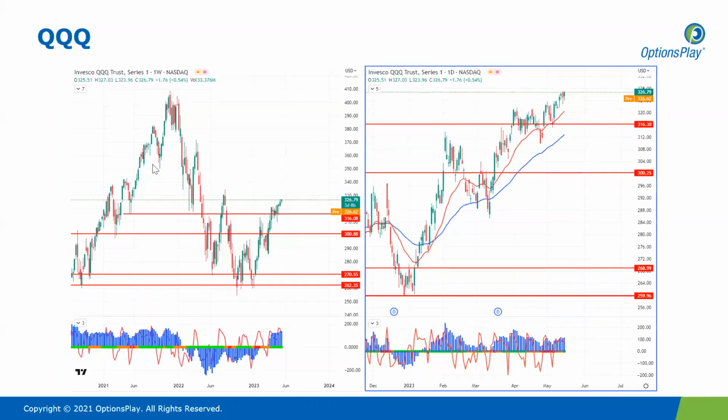Moving on to the NASDAQ 100, looking at the QQQ ETF. So overall price action, very strong and quite bullish, especially when you compare it to the S&P 500.